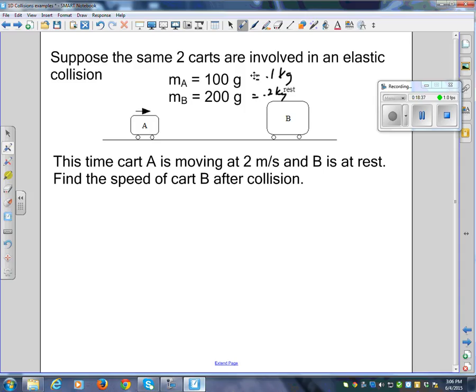I like to start with PI is equal to PF. It helps frame my thinking. I keep everything that's initial on the left, I keep whatever's final on the right, and it's just a good way of organizing my solution.